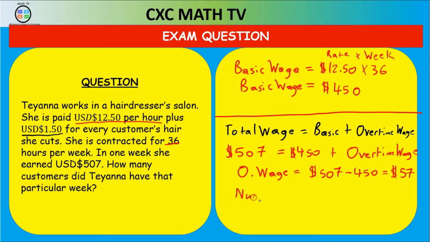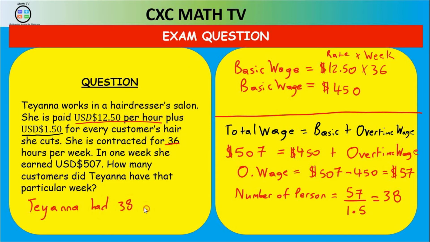So the number of persons that she actually cut for that week is 57 divided by 1.5. Because that's how she got that $57. Each person she cut, she gets $1.50 for that. So 57 divided by 1.5, that is 38. So in total, Tiana had 38 customers for that week. Wow! Tiana had 38 customers for the week.